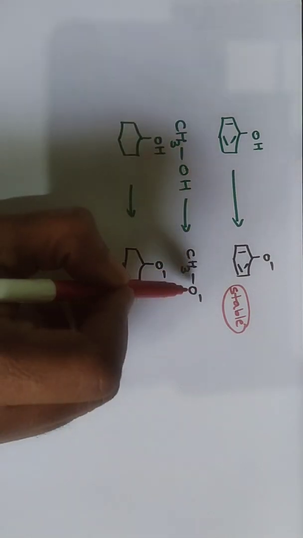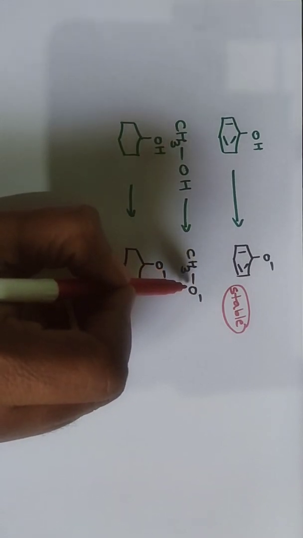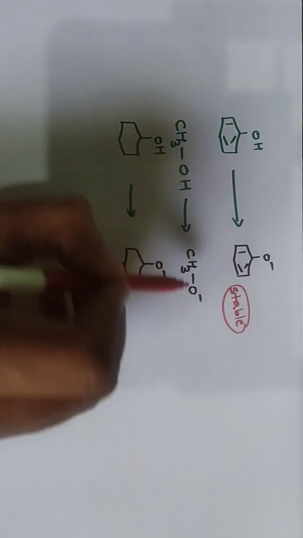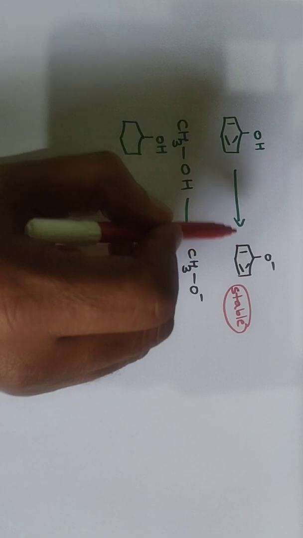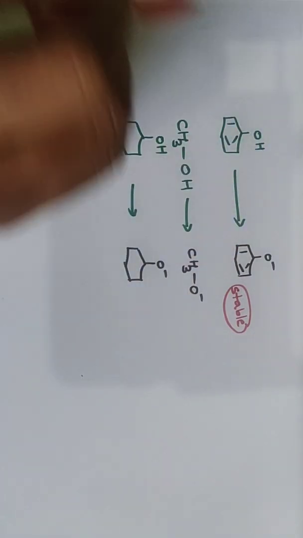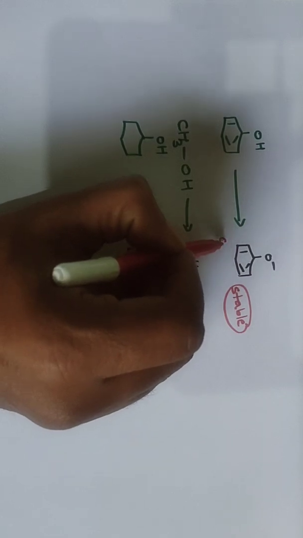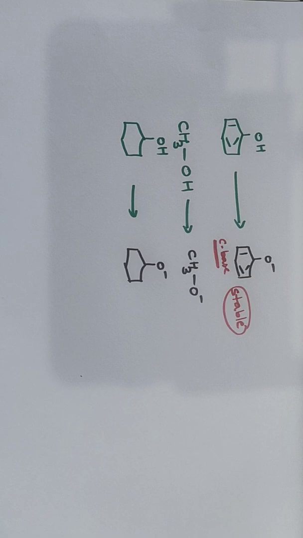But in the case of an alcohol, the anion formed is what we generally refer to as a conjugate base. If this is an acid, then this is called its conjugate base. A conjugate base is generally formed after removing a proton. Whatever is leftover is called a conjugate base. This is the conjugate base of phenol. So the conjugate base of phenol is stable because it is resonance stabilized.